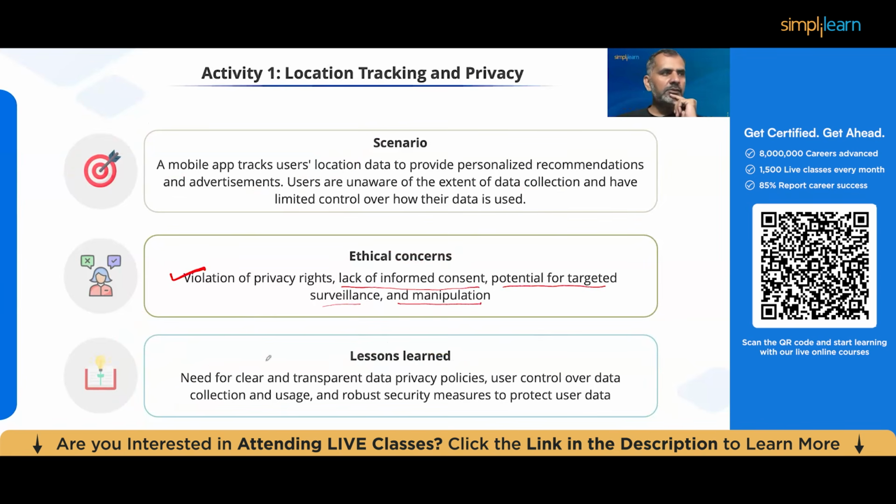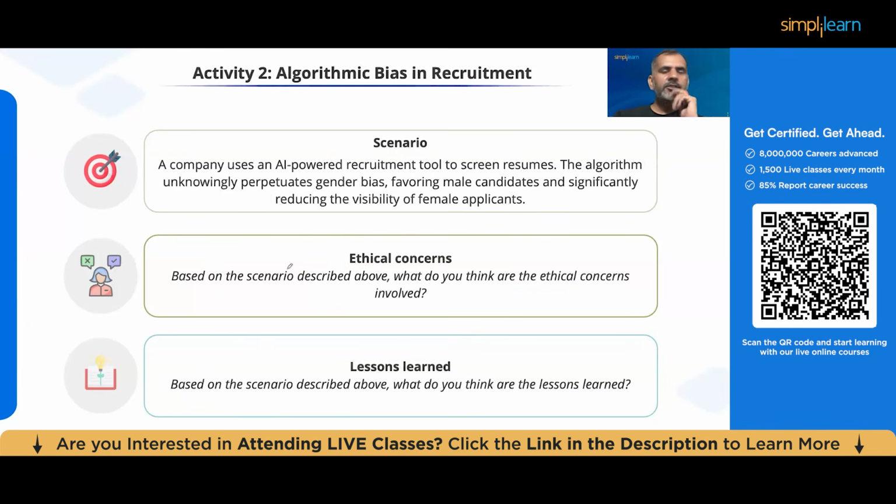And what are the lessons learned? We need clear, transparent data privacy policies. You have to put user control over data collection and use, and then put robust security measures in place to protect user data. Are we good with these, guys? Lessons learned and ethical concerns. Let us talk about a second scenario. There is a second activity which is given to us.